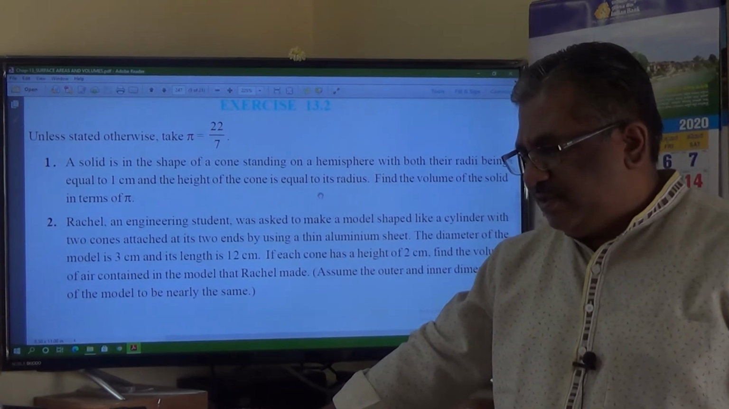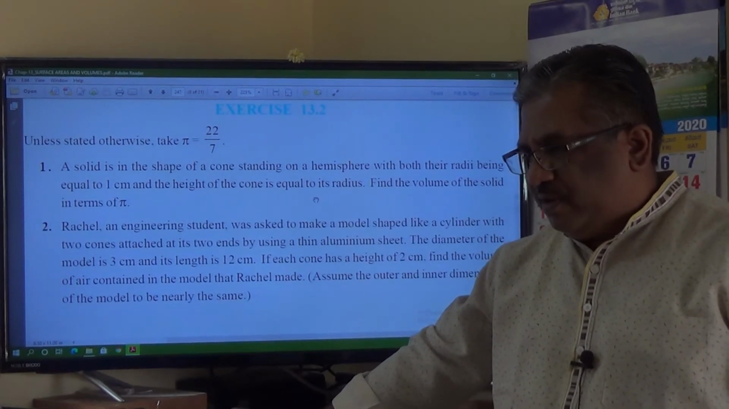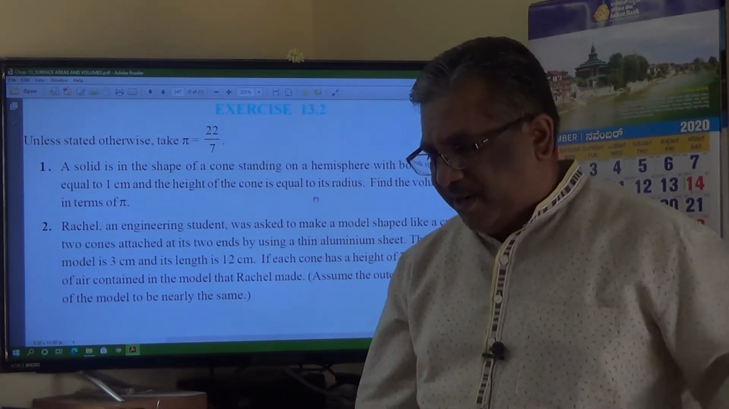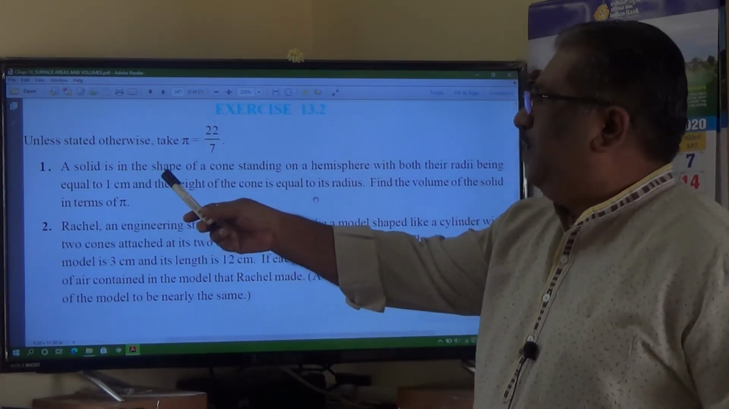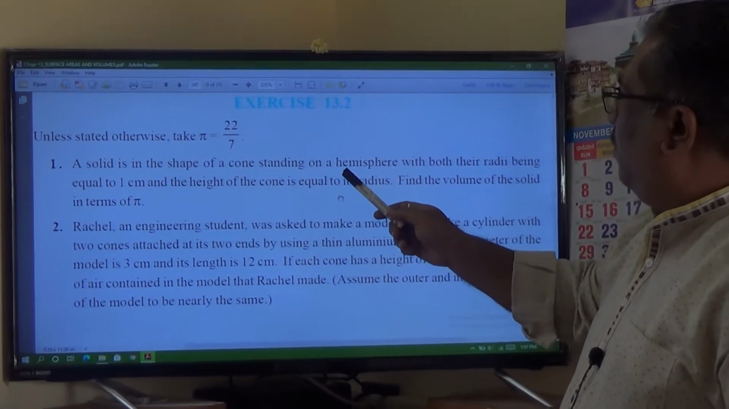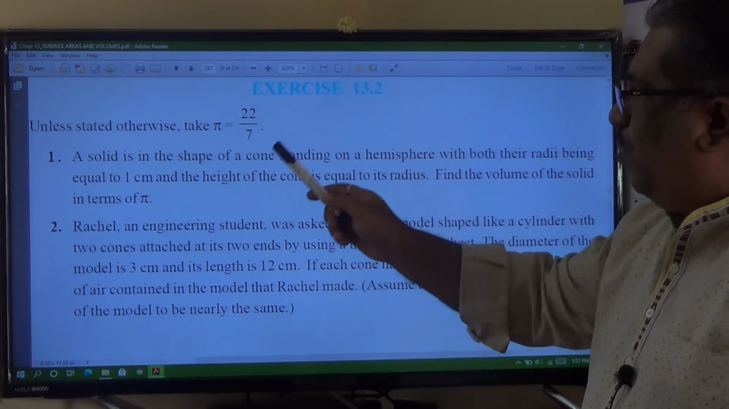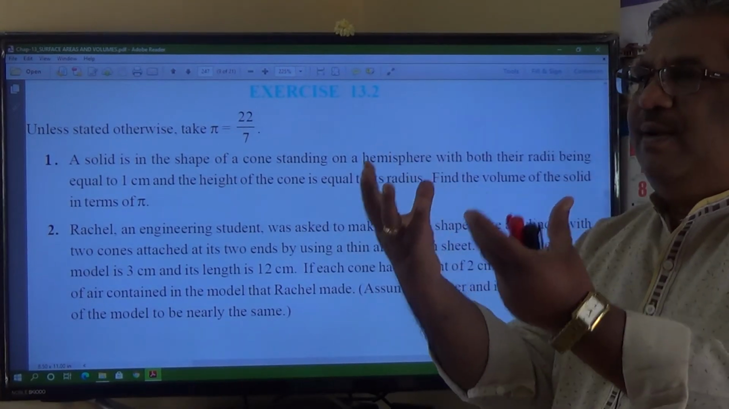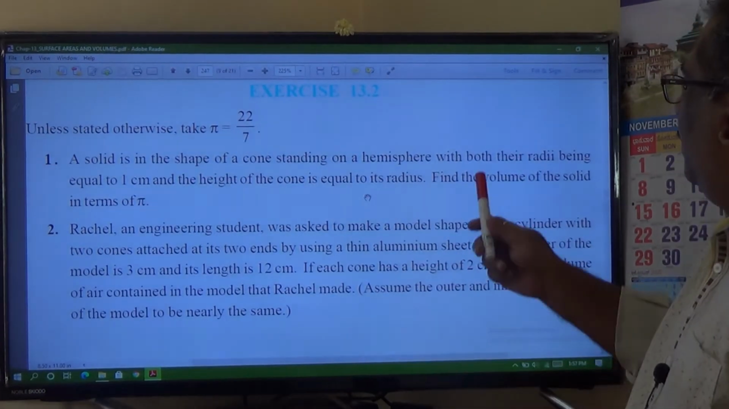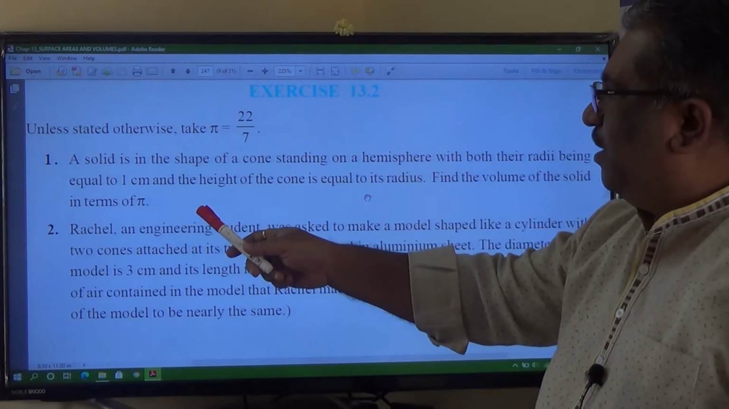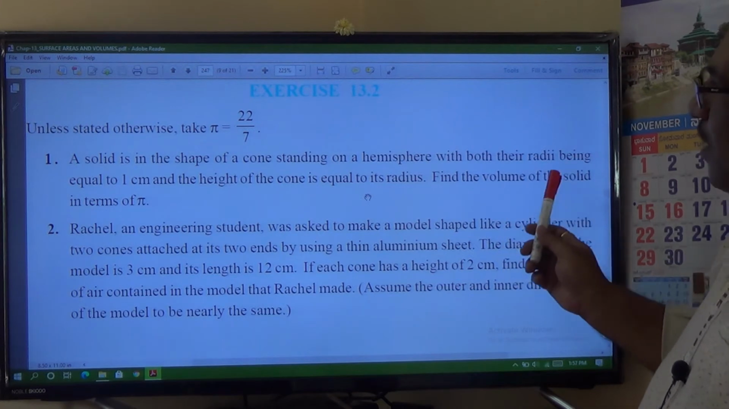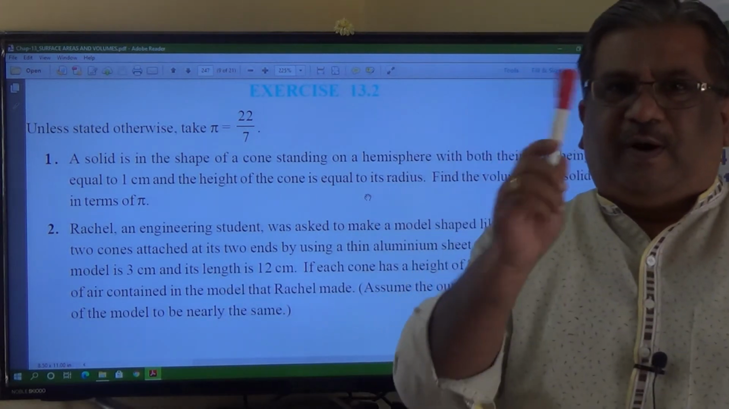Yes, students, we'll start solving exercise 13.2. I hope things are pretty clear in the camera. Now, a solid is in the shape of a cone standing on a hemisphere, or a hemisphere surmounted by a cone. Both are the same. Bottom hemisphere, top cone, with both their radii being equal to 1 centimeter, and the height of the cone is also equal to its radius, that is 1 centimeter. Find the volume of the solid in terms of pi. Let us solve this problem on the board.